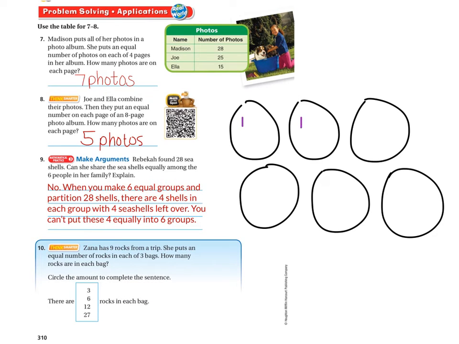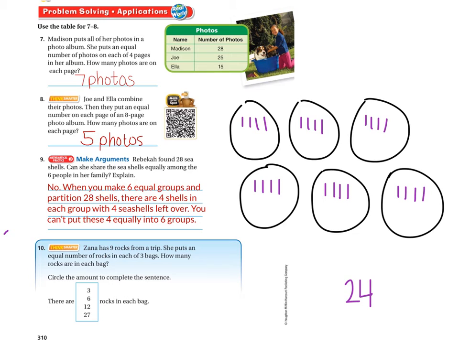1, 2, 3, 4, 5, 6, 7, 8, 9, 10, 11, 12, 13, 14, 15, 16, 17, 18, 19, 20, 21, 22, 23, 24. Okay, I'm stopping myself right there. I've partitioned 24 total. Keep in mind that I need to do a total of 28.